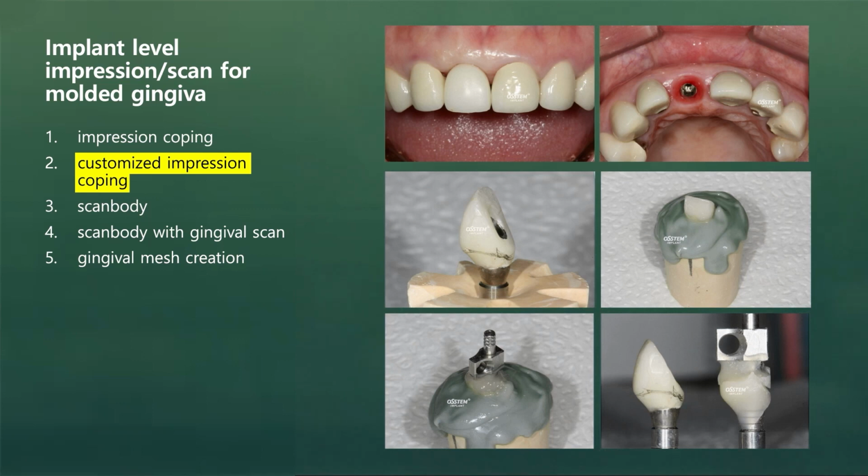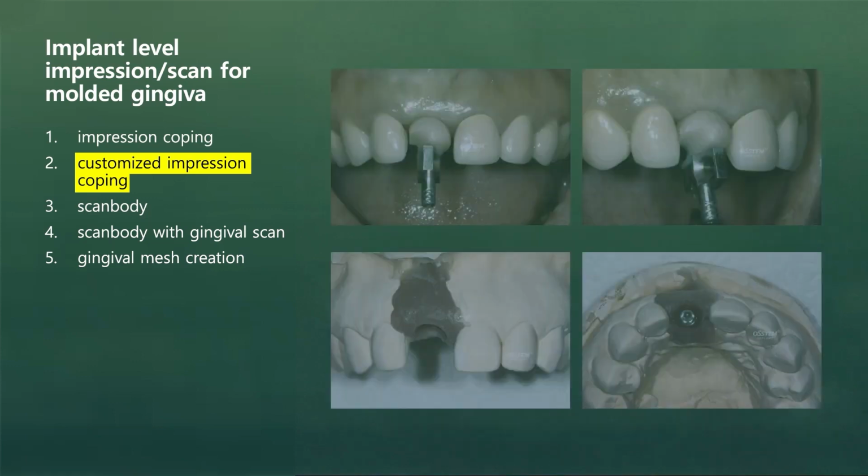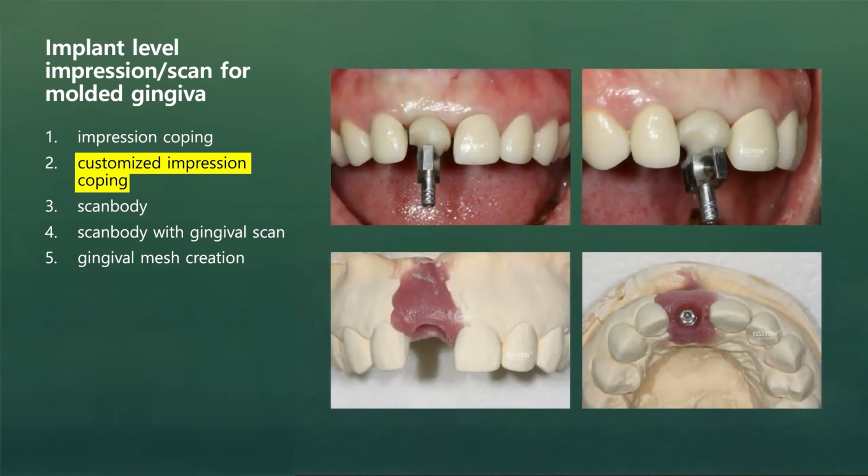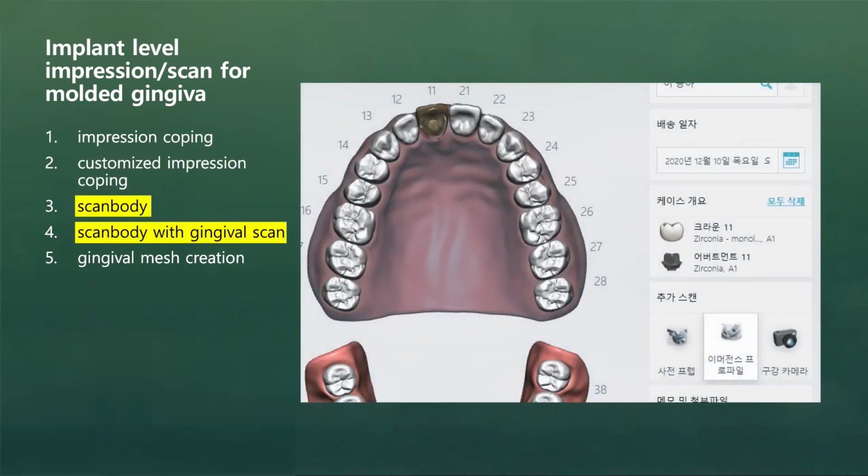Hence, copy the temporary running area and create a customized impression coping, and you scan with it or take an impression with it, and you create the model with the coping. Then the running room of the model will regenerate the temporary. That will be the ideal approach.